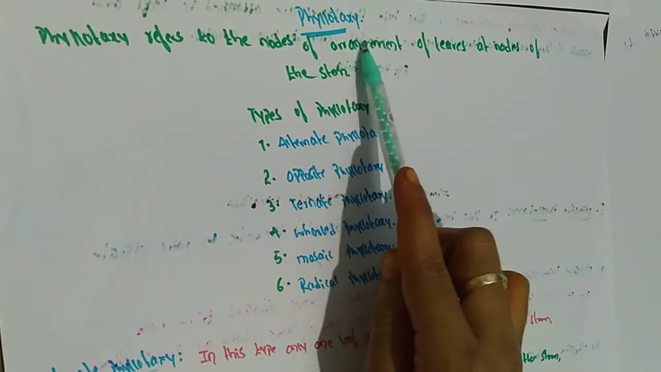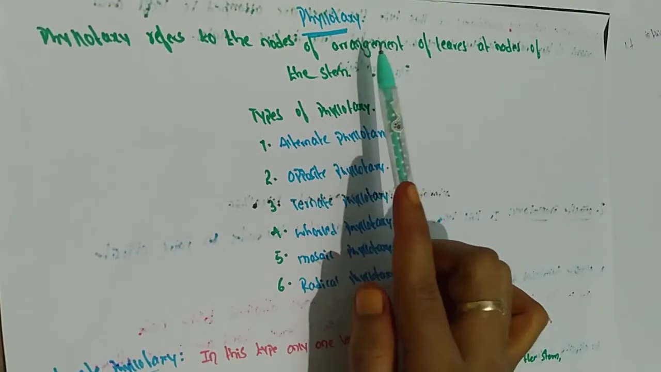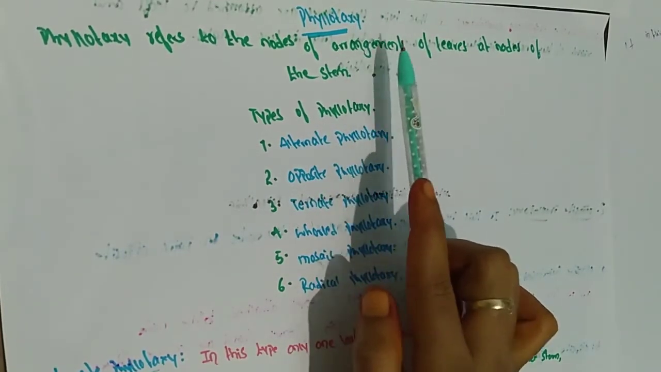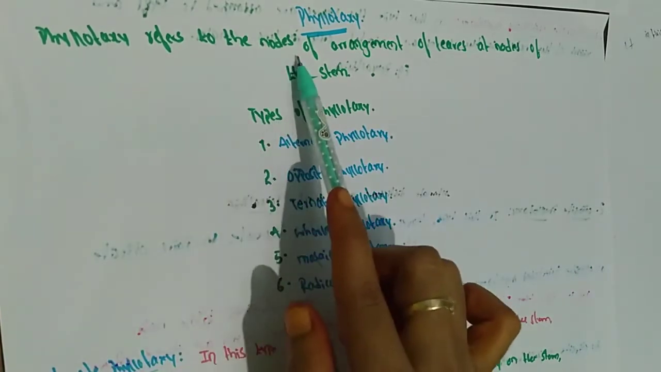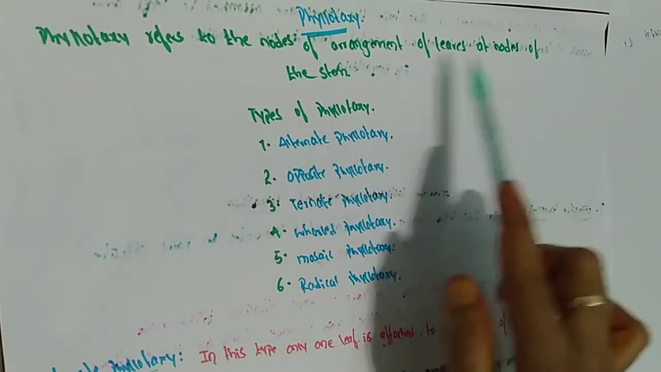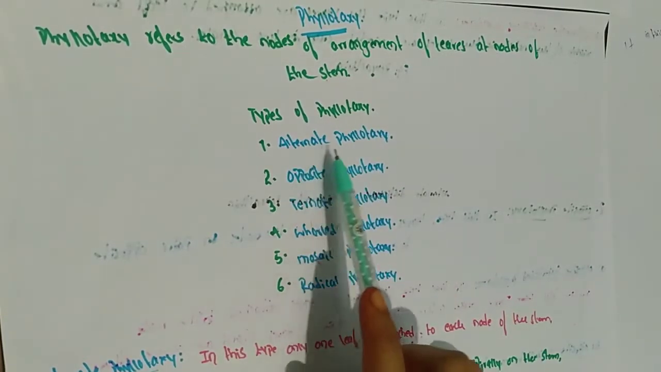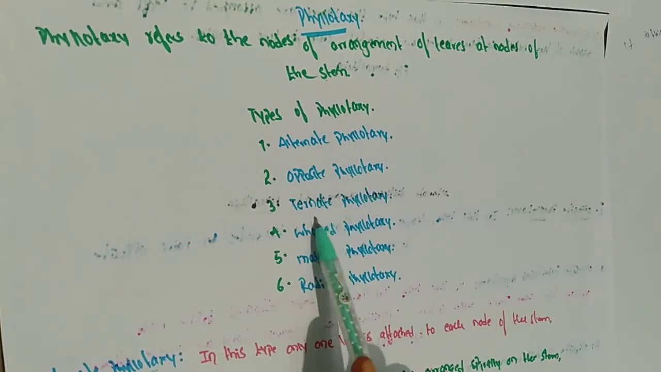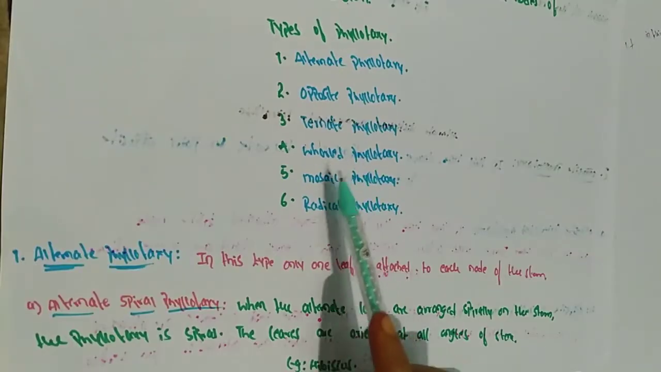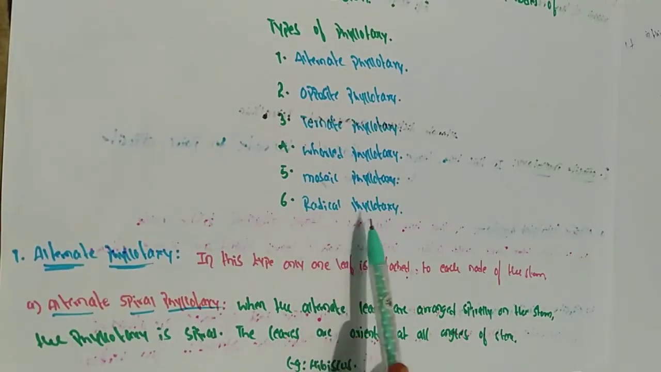Next, phyllotaxy. Phyllotaxy means arrangement of leaves on the axis of a stem. Phyllotaxy refers to the arrangement of leaves at the nodes of the stem. Types of phyllotaxy. There are 6 types. First one, alternate phyllotaxy, opposite phyllotaxy, ternate phyllotaxy, whorled phyllotaxy, mosaic phyllotaxy, radical phyllotaxy.